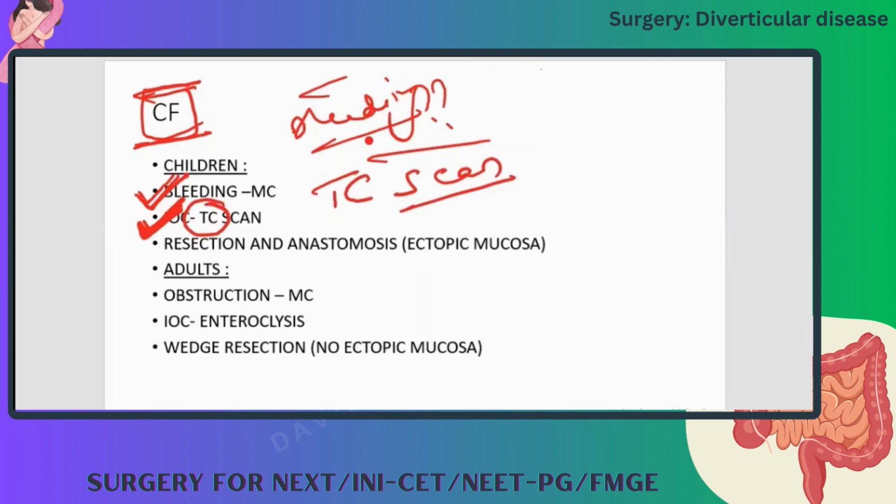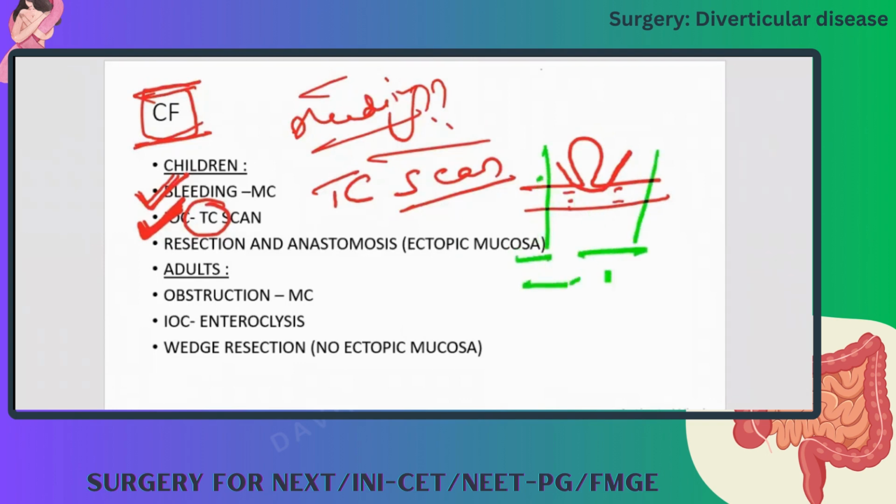Technetium scan. Second point. And third point, suppose here is the Meckel's diverticulum. So we can resect it like this actually, but there is chance that ectopic mucosa may be here. So what we do is a complete resection and anastomosis. There is no chance of wedge resection in a case of children. In children, you have to always do a resection anastomosis.